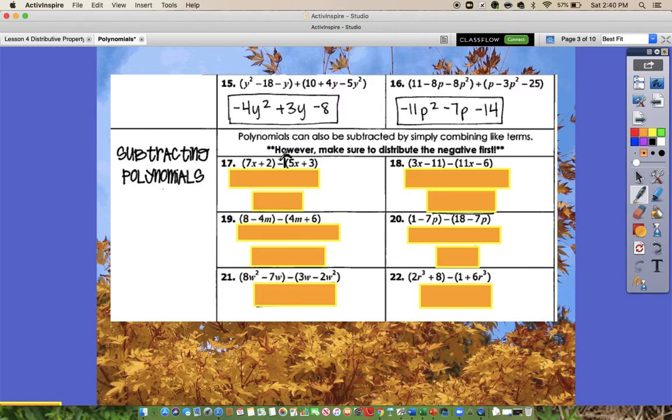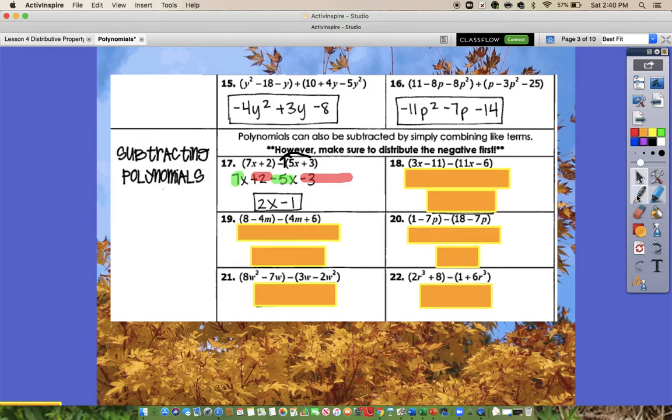It's going to be negative 1 times 5x and negative 1 times 3. So first, I'm just going to bring down the first part of my problem, that 7x plus 2. There's nothing to really do with it yet because we have to distribute before we can combine like terms. So negative 1 times 5x gives me negative 5x, and negative 1 times 3 gives me negative 3. So now my polynomial is 7x plus 2 minus 5x minus 3, and I'm going to combine my like terms. I combine 7x with negative 5x, and I'm also combining 2 with negative 3. 7x plus negative 5x gives me 2x, and 2 plus negative 3 gives me negative 1. So 2x minus 1 would be my simplest form.